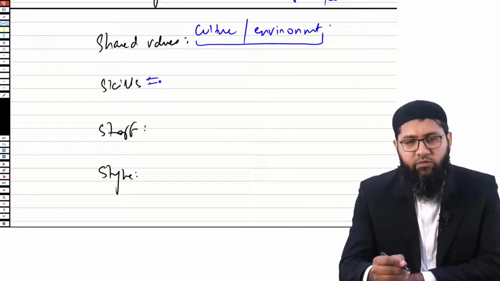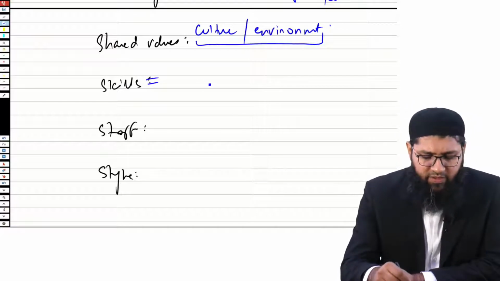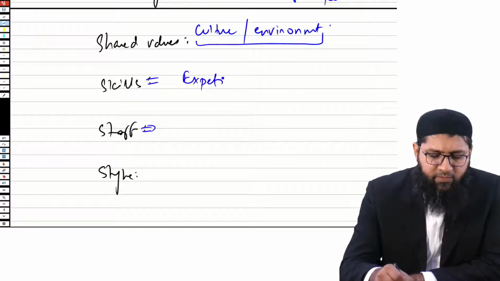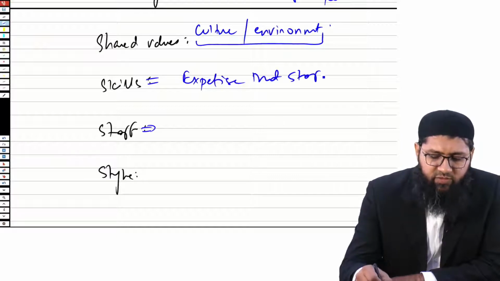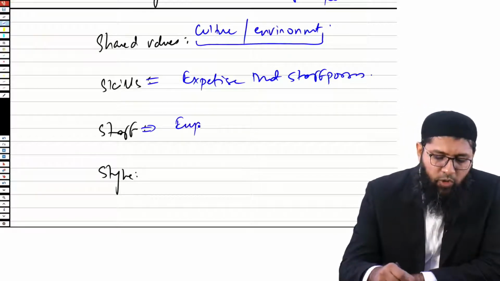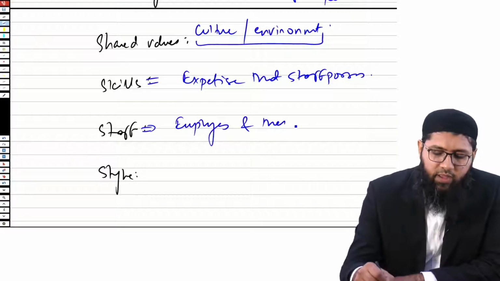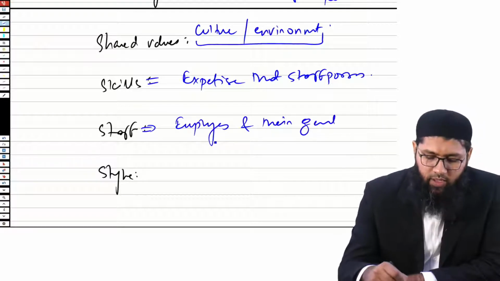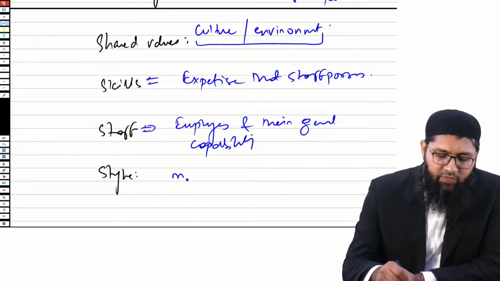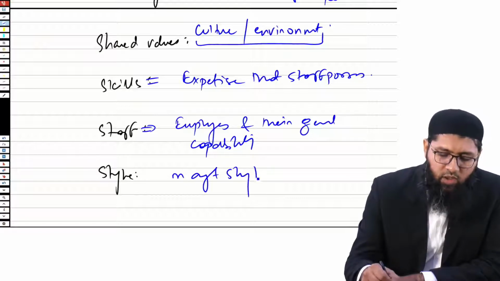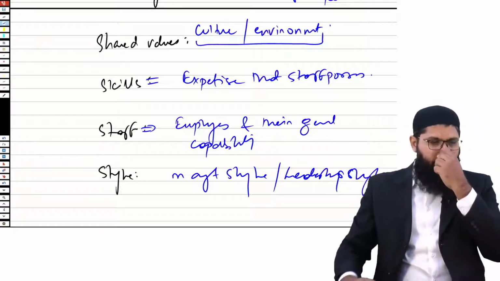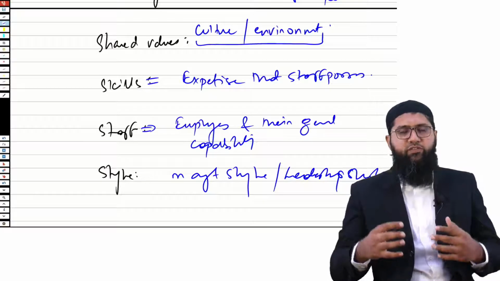When I talk about the skills, what exactly do I mean by skills? The skills are the expertise that staff possess, the employees and their general capabilities. And with respect to the style, the management style, or you could say the leadership style. So this is what is actually referred to as the soft elements.